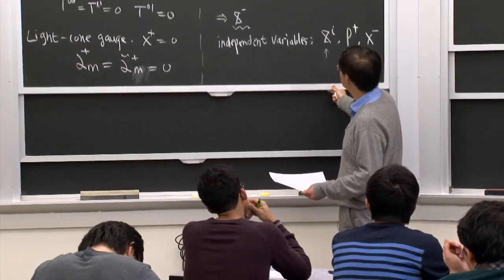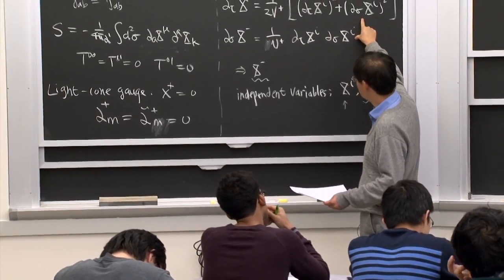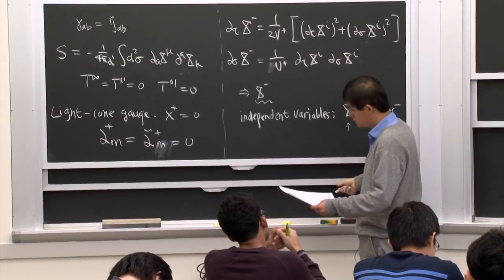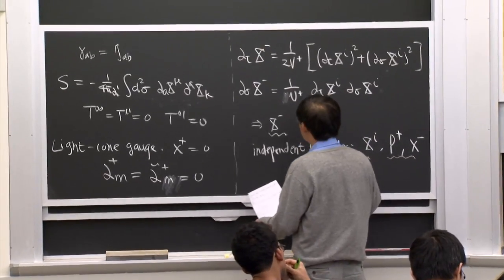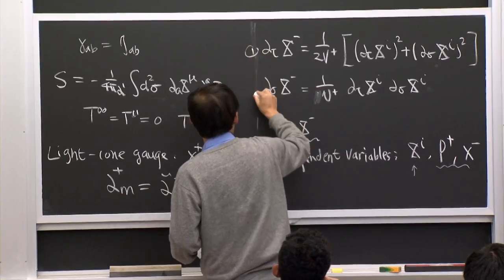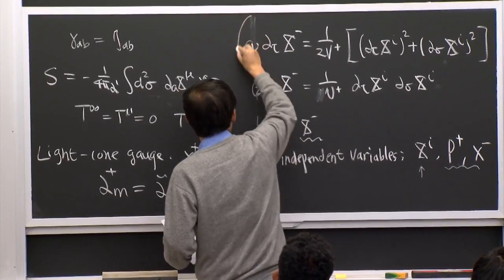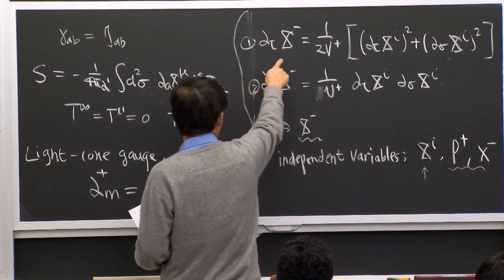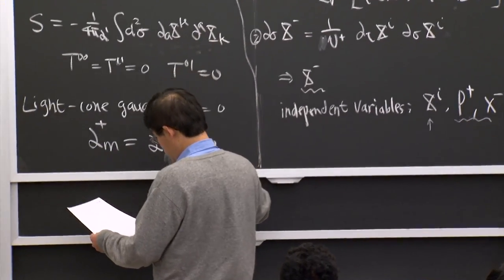So as we emphasized, the zero mode part of these equations is particularly important. So the zero part of the, let me call this equation 1, this equation 2. So the zero part of those equations is particularly important.